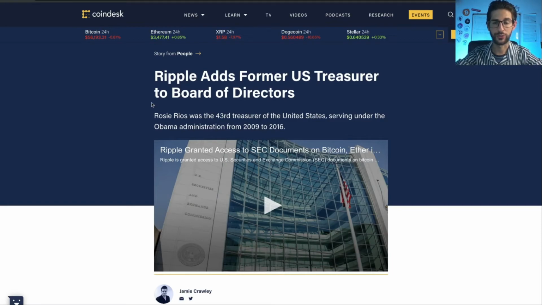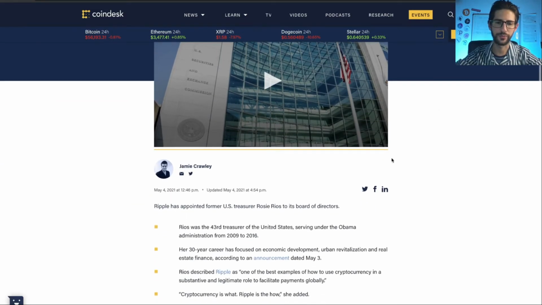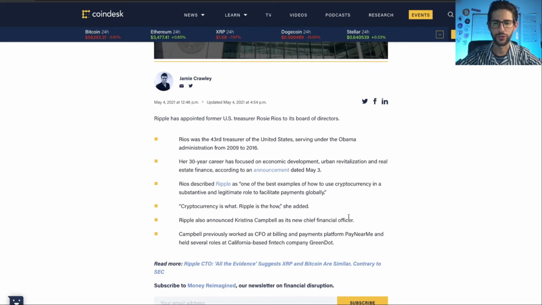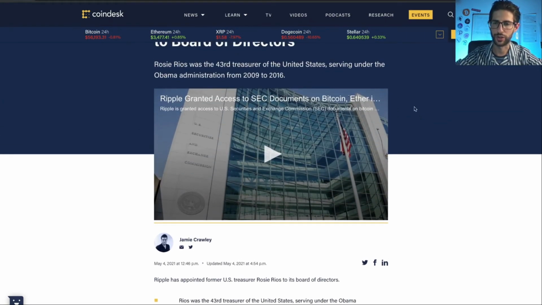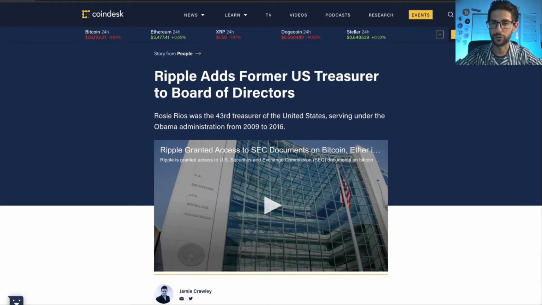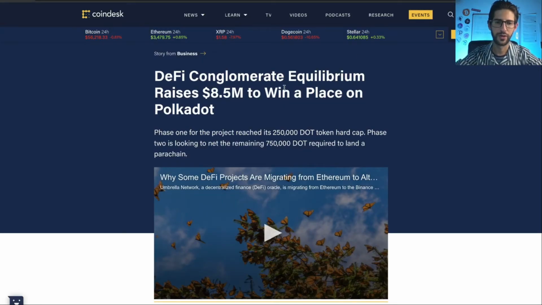Going into the coins news. Ripple adds former US Treasury official to its board of directors. Ripple has been adding, during a lot of months, actually in the last years, many important people from the last government to the board of directors to help them with regulations and everything. DeFi conglomerate Equilibrium raised 8.5 million to win a place on Polkadot.